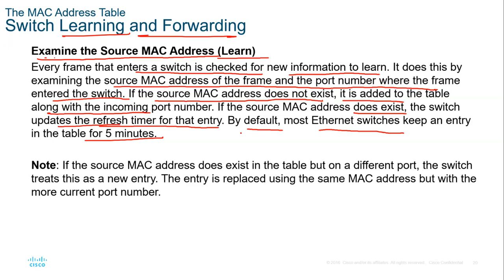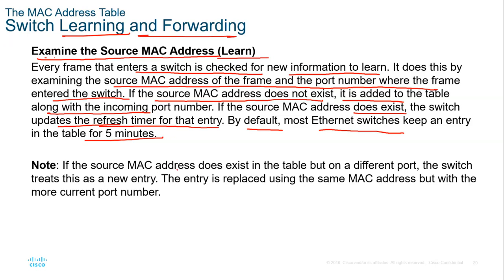So the switch builds its MAC address table based on the source MAC address of the source device. Once the source device sends a frame into the switch, the frame is examined to see the source MAC address. If the source MAC address does exist, then the timer is refreshed. If the MAC address doesn't exist, then it is captured along with the port number.